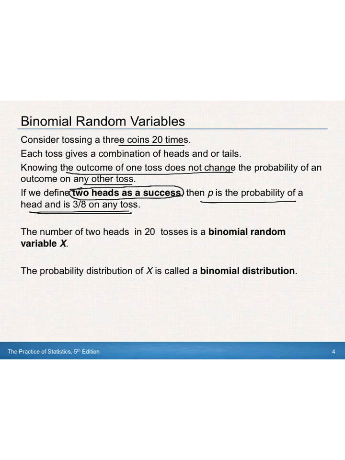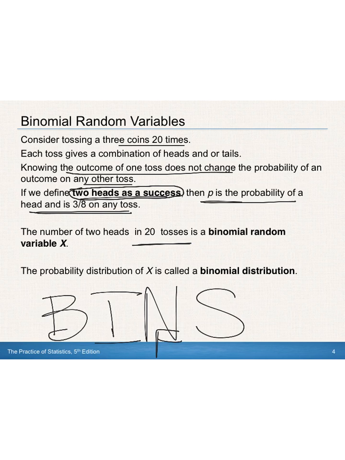So we've met all the requirements. It is binary. You either get 2 heads or you don't. Each of the tosses is independent. We have a fixed number of trials, and then we know the probability. So this is an example of a binomial random variable.